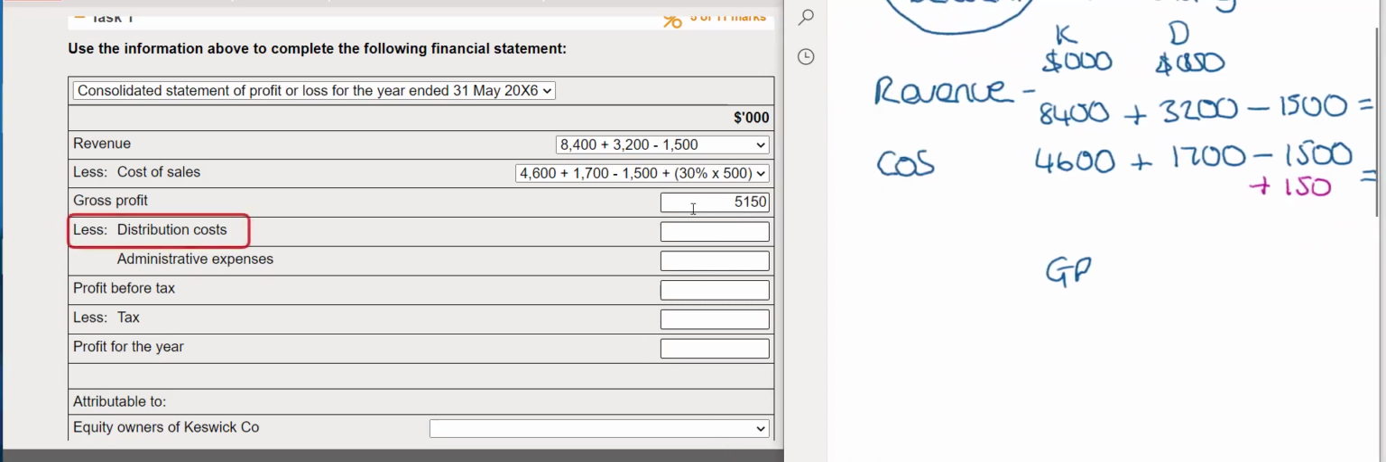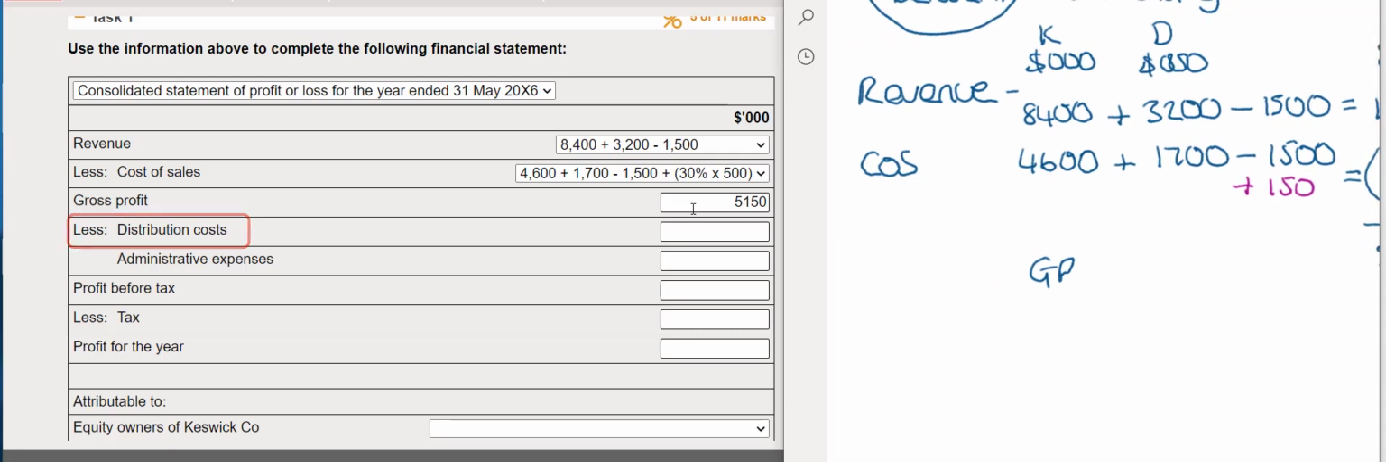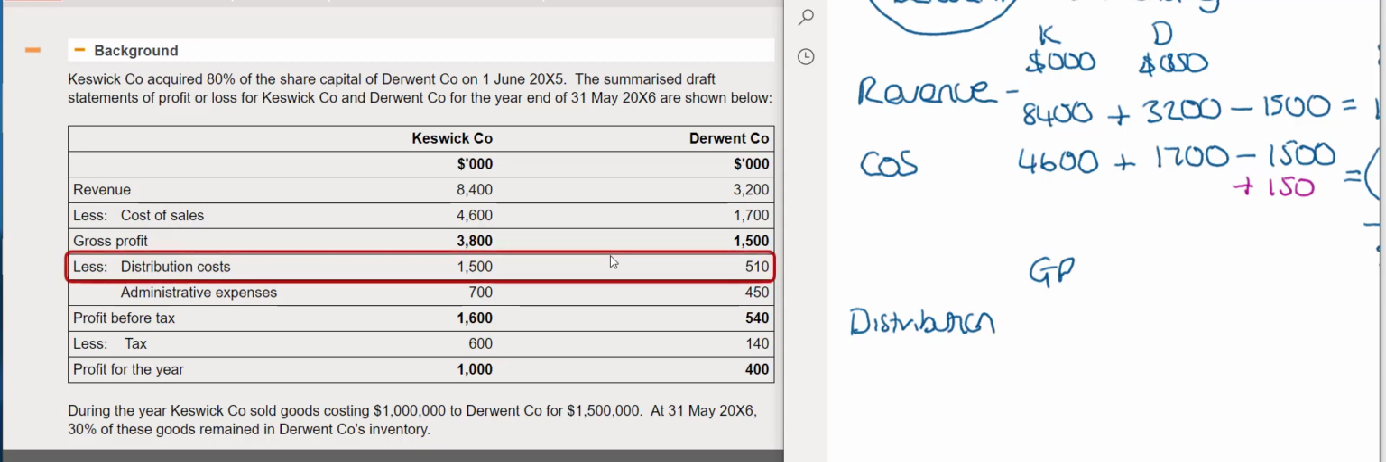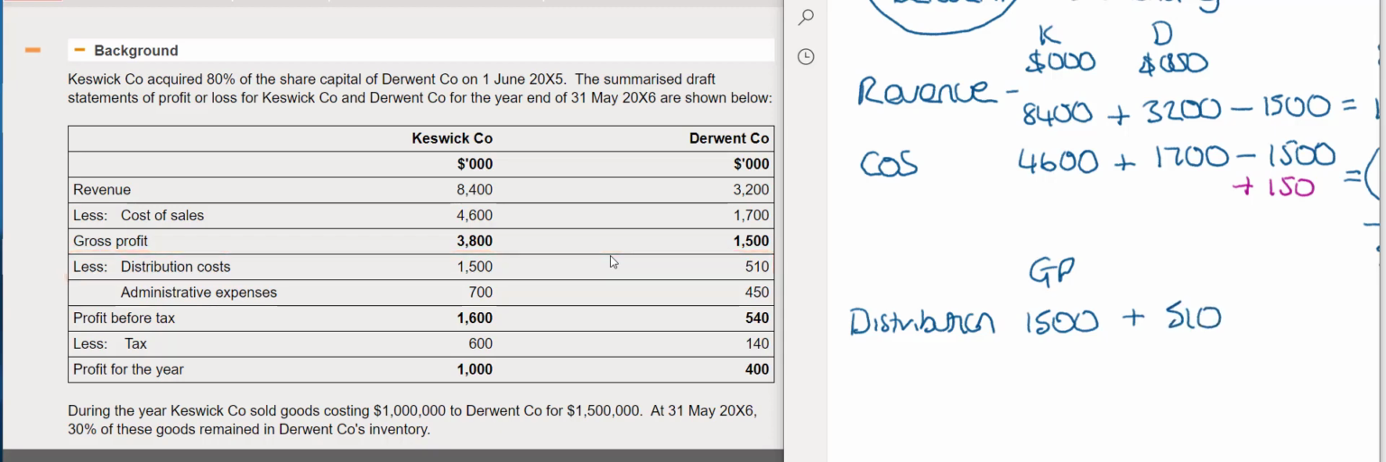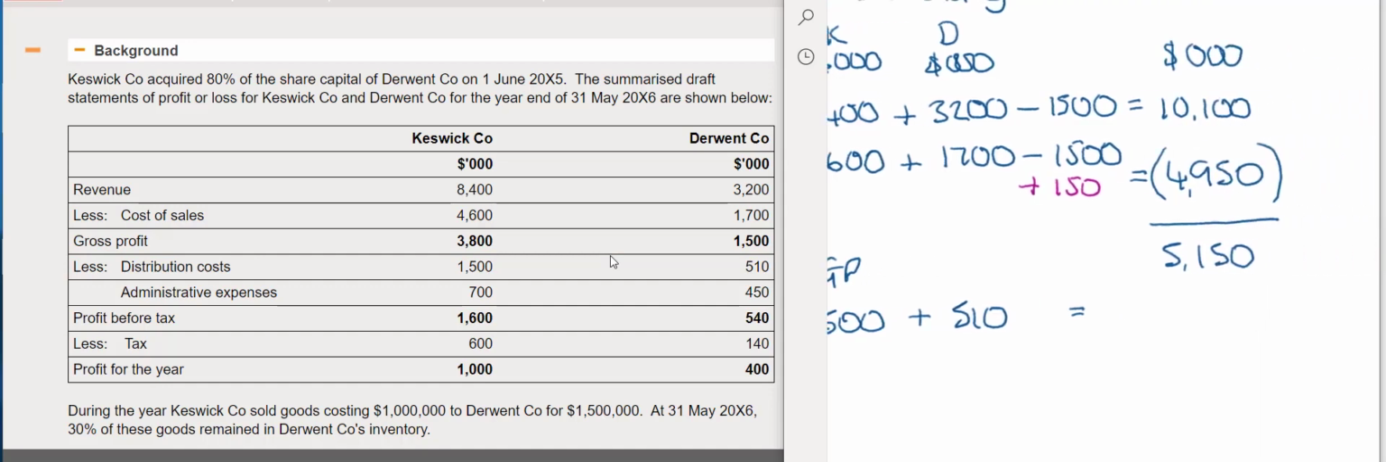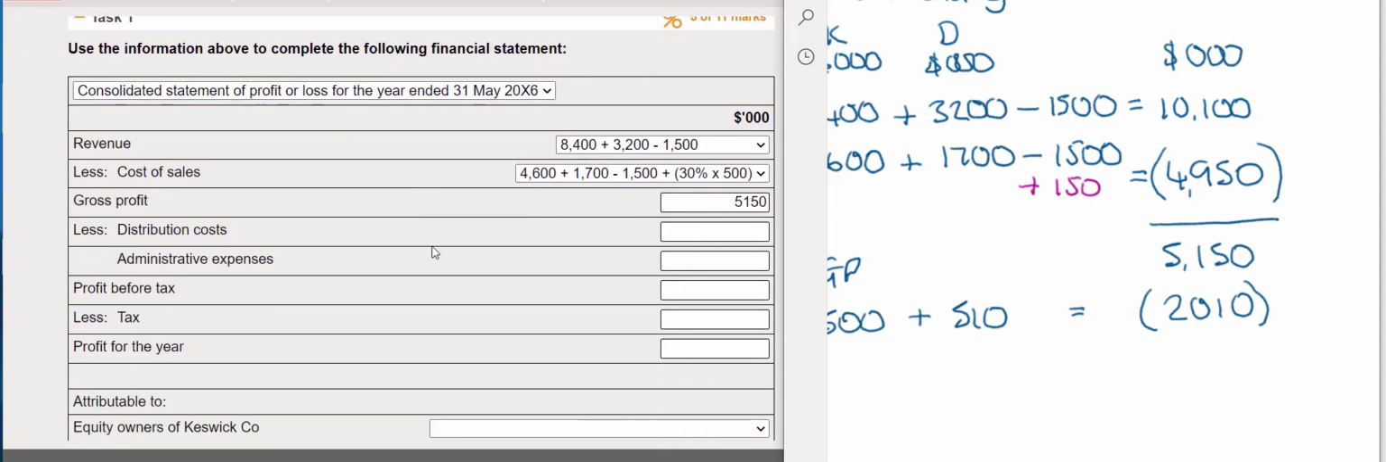The next box to calculate is for distribution costs. Looking at the figures that we've been given, distribution costs for Keswick are 1.5 million. Adding on the distribution costs for Derwent are 510,000. There are no further adjustments, and so therefore we have a figure of 2,010,000. With this figure now calculated, I can include that in the box provided.